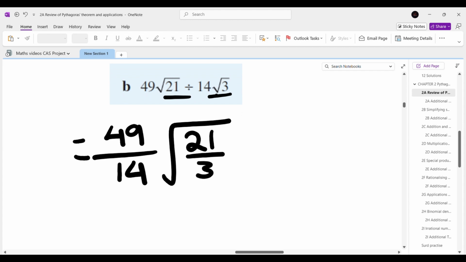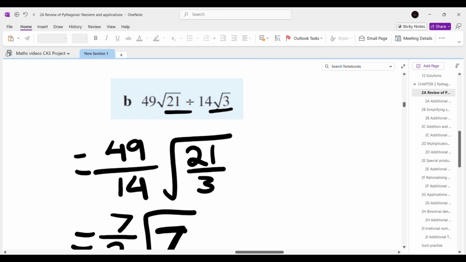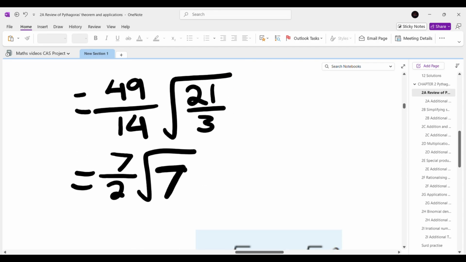So 49 divided by 14, if we take this out, this is just 7 over 2, factorizing by 7. And this is just 21 divided by 3, which is just root 7. And this is the simplified equation to this.